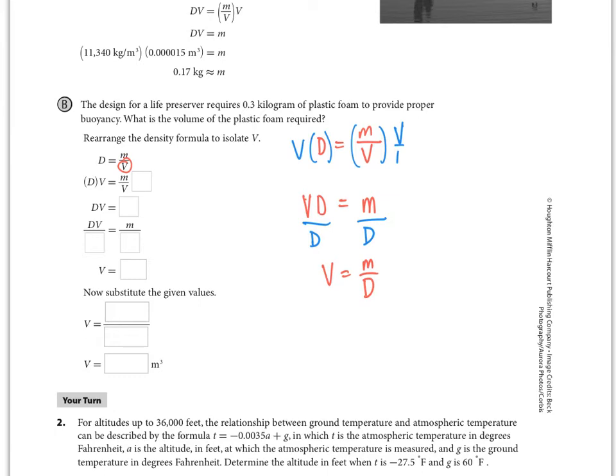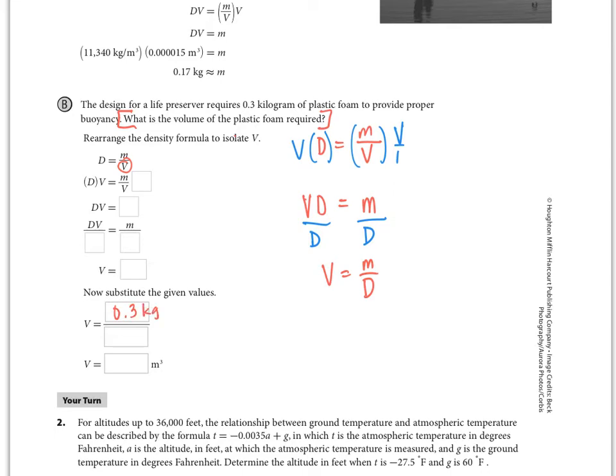So now I need to answer this question. I did all that work just so I can answer this. What is the volume of the plastic foam required? The volume is what I'm trying to figure out. Looking back at my formula down here, I want to know what the volume is, so that means I need to know the mass and I need to know the density. Well, the mass is in kilograms. It tells me up here, 0.3. So I'm going to fill in the blank for that. Here on the left side, volume equals 0.3 kilograms.